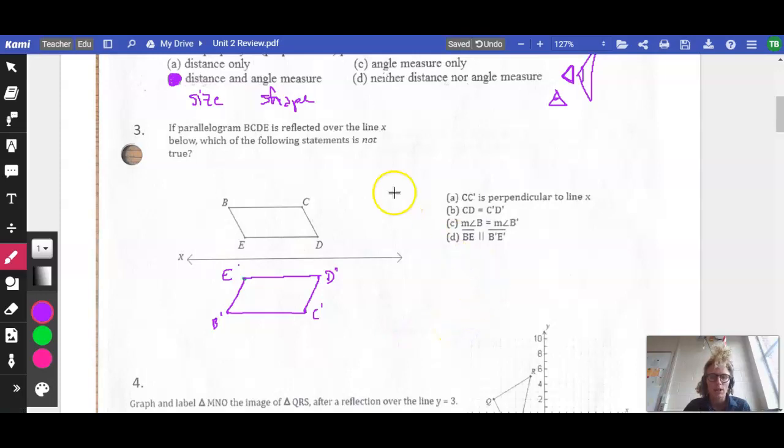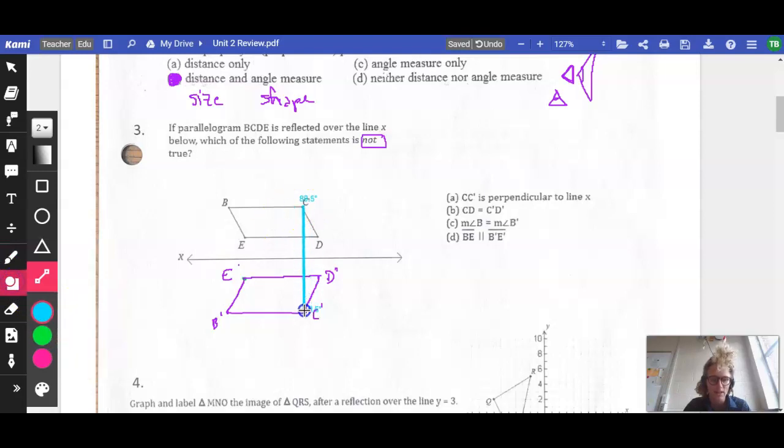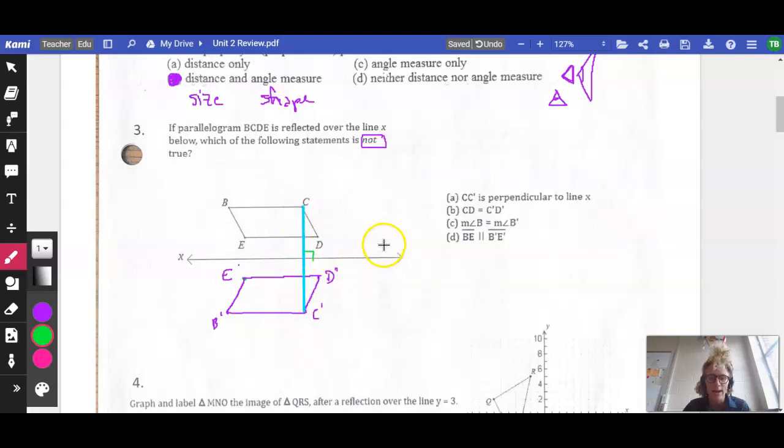All right, now to get on to our question. It's asking which of the following is not. You do have to read, guys. You do have to read. So CC prime is perpendicular to X. Well, let's draw CC prime and see what happens. I'm going to connect C and C prime. I do see that it is perpendicular to our line X. It makes sense. The line of reflection is the perpendicular bisector of that segment. So that is correct, but it's not our answer.